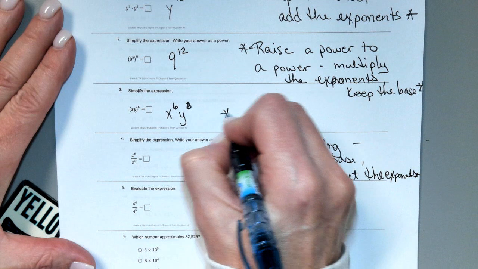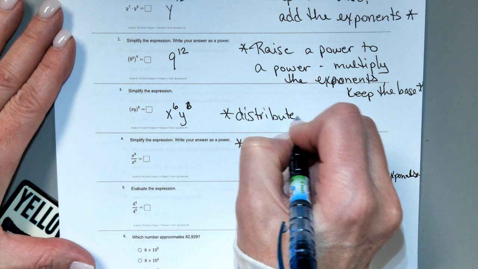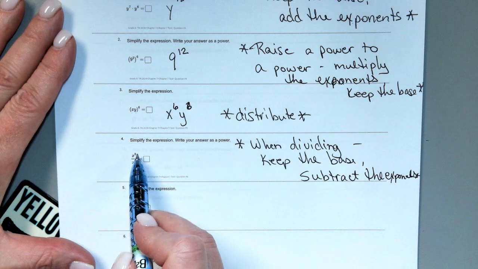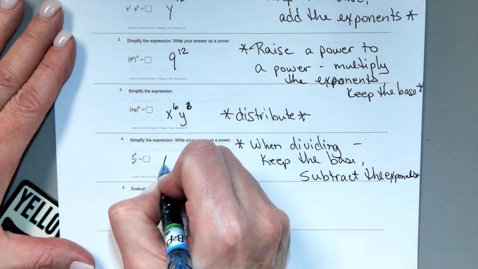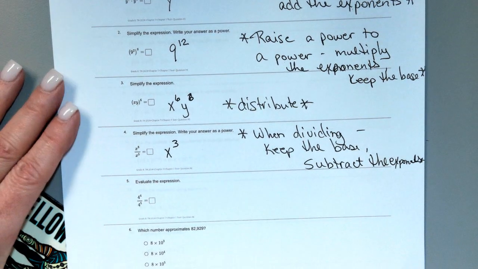And on number 3, we could have written the word distribute, because that's what we did with that exponent. We distributed it to each piece in the parentheses. All right, so 8 minus 5 gives me 3. So X to the 3rd.